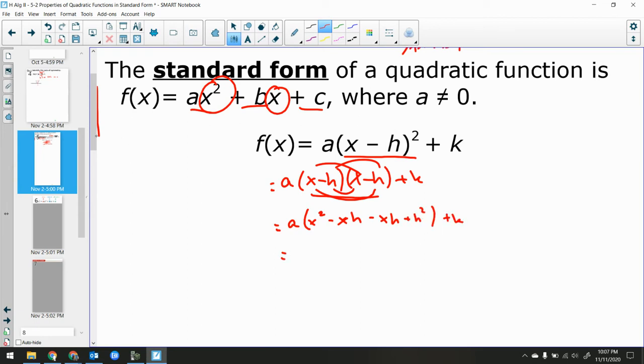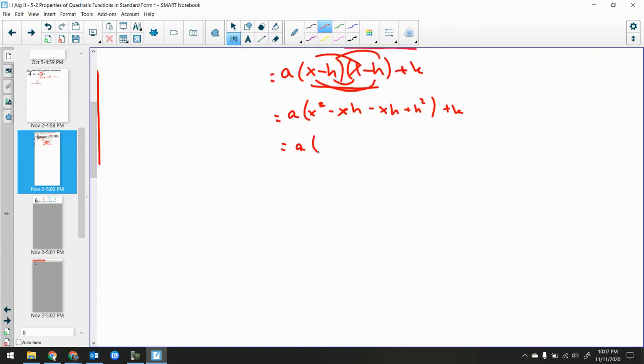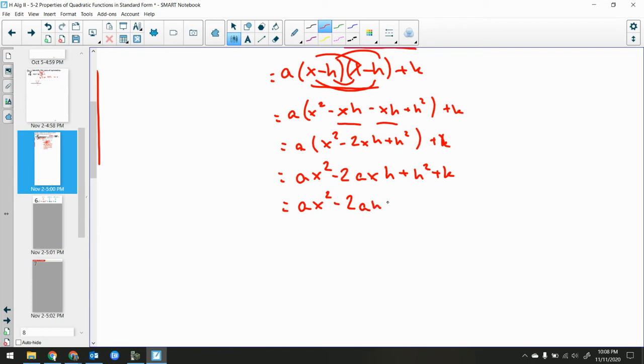Okay, let's keep manipulating here. We've got a times x squared minus 2xh plus h squared plus k. That's a k, if you couldn't notice. Now I distribute in the a: ax squared minus 2axh plus h squared plus k. I'm just going to do a little manipulating here: ax squared minus 2ahx plus h squared plus k.